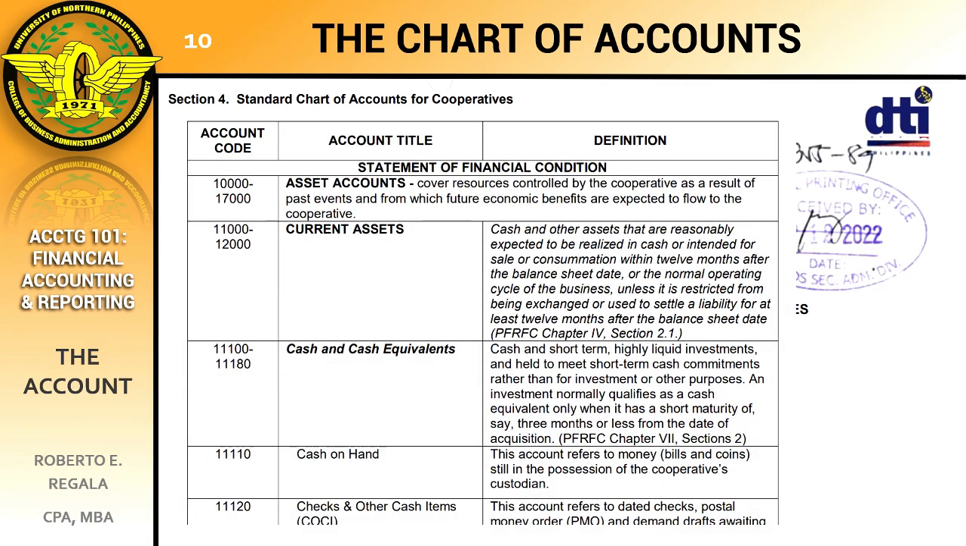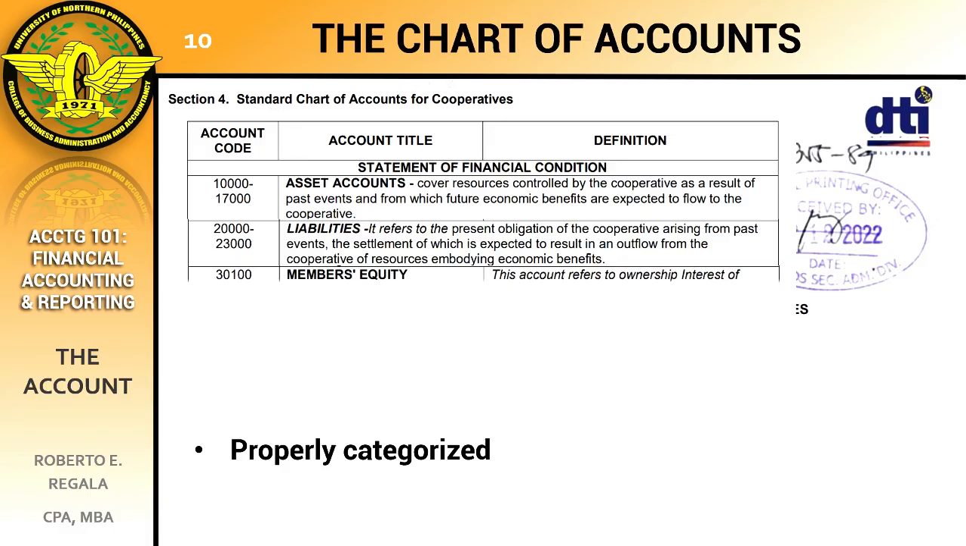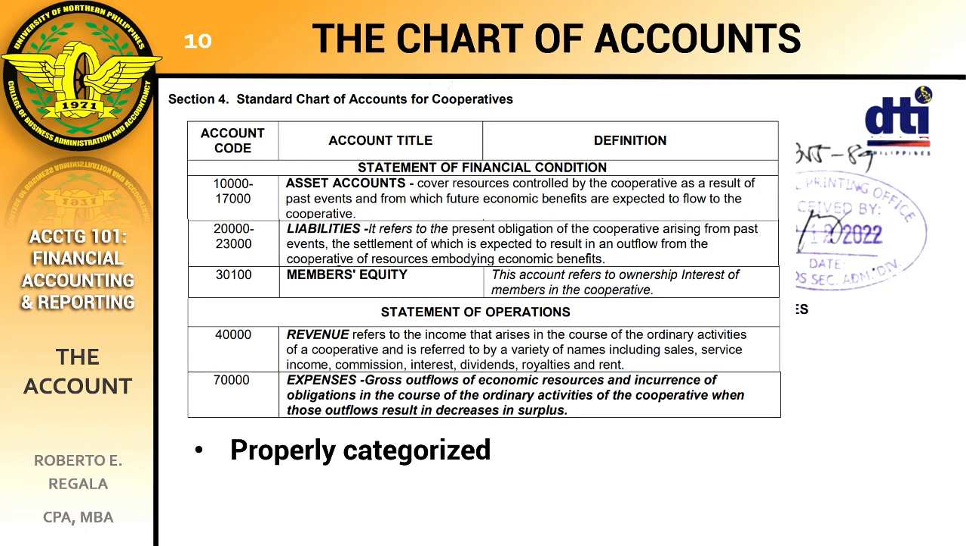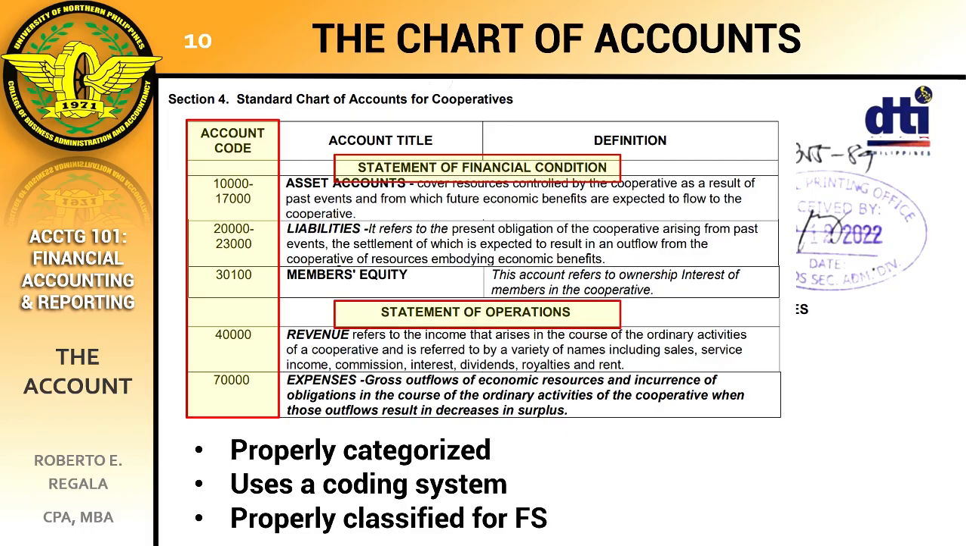Here's how a chart of accounts works in general. It categorizes everything into 5 main groups: assets, liabilities, equity, revenue, and costs. These categories help show different parts of the company's financial health. It uses a numbering or coding system to help accountants find and organize transactions quickly. A good COA makes sure all transactions are properly classified for financial statements, like the balance sheet, income statement, and cash flow statement. Except for cooperatives, it's also customizable.